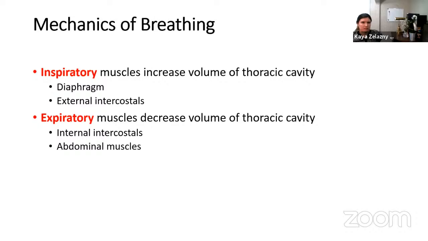You can feel as you put your hands on your rib cage, as you breathe in, your ribs are moving out. So they're becoming wider, a wider thoracic cavity, and you also have them moving up, making a deeper thoracic cavity due to the rotation of the ribs by the external intercostals.